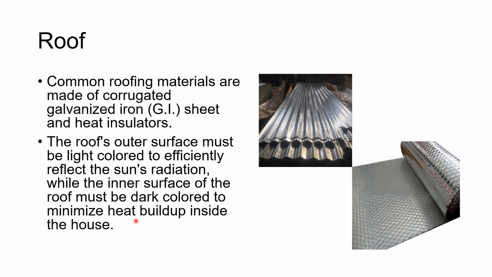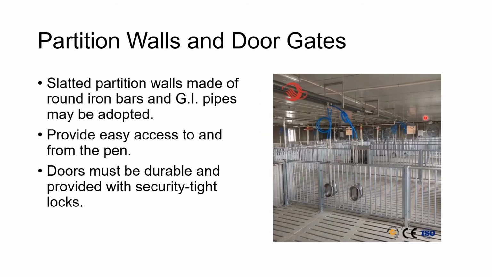Kasi yung dark color na yon, it will absorb yung heat doon sa loob ng bahay. So, yun yung laging tatandaan. Basta pag mag-i-install ka ng any roofing, yung light colored side should be the one that is outside in order to reflect heat and sunlight. While yung dark colored side, it should be the one that is inside the house in order for it to absorb the heat that is building up inside the house. So, yun yung kailangan na tandaan. So, that's for the roof.